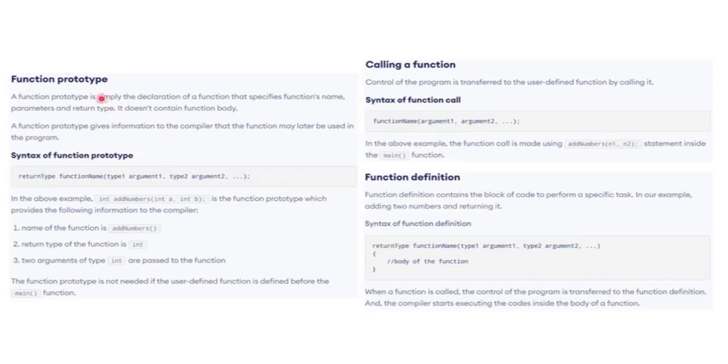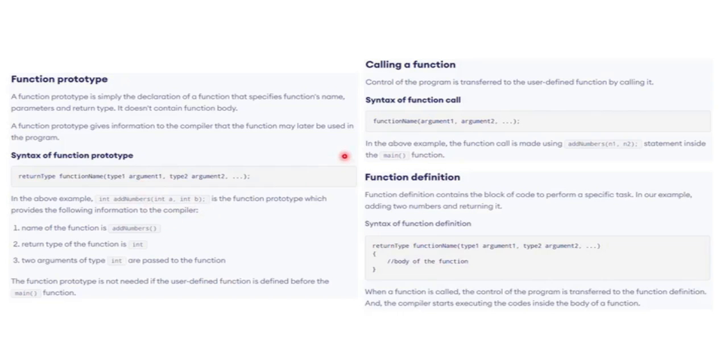So what is a function prototype? A function prototype is nothing but the declaration of the function. In the function prototype we specify the return type of the function, the function name, and what types of arguments it is going to take. It just gives the information to the compiler that there is a function with this name, it has this return type, and it takes arguments of these types. That's the information provided to the compiler.